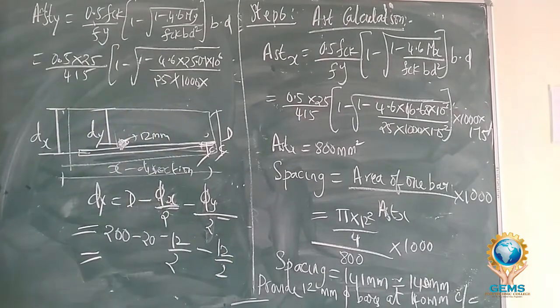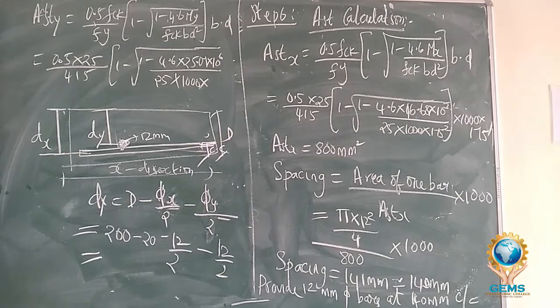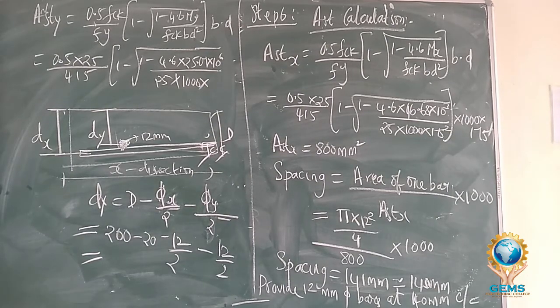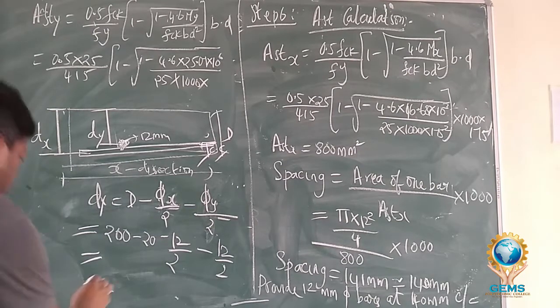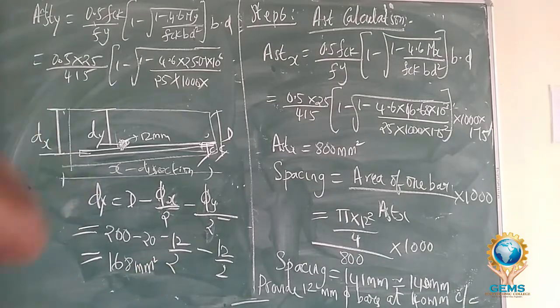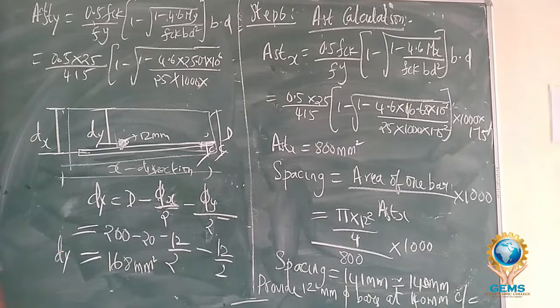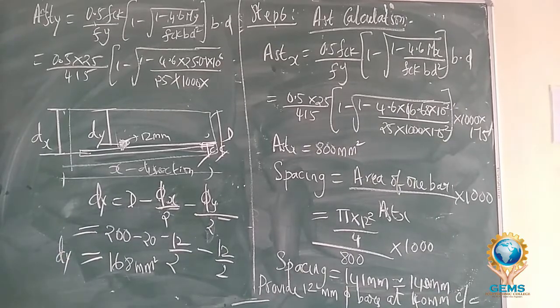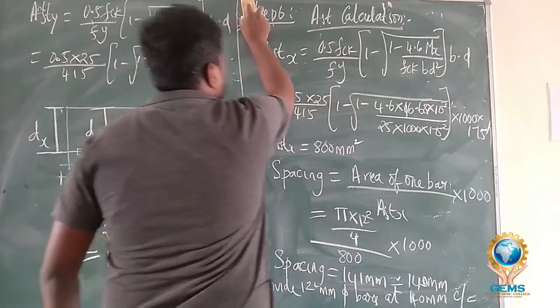So what is the answer? The answer is 200 minus 20 is 180. 180 minus 6 minus 6. So that is equal to 168 mm. Okay, so 168 mm. This is the effective depth in y direction. So now calculate with that 168 mm in y direction.